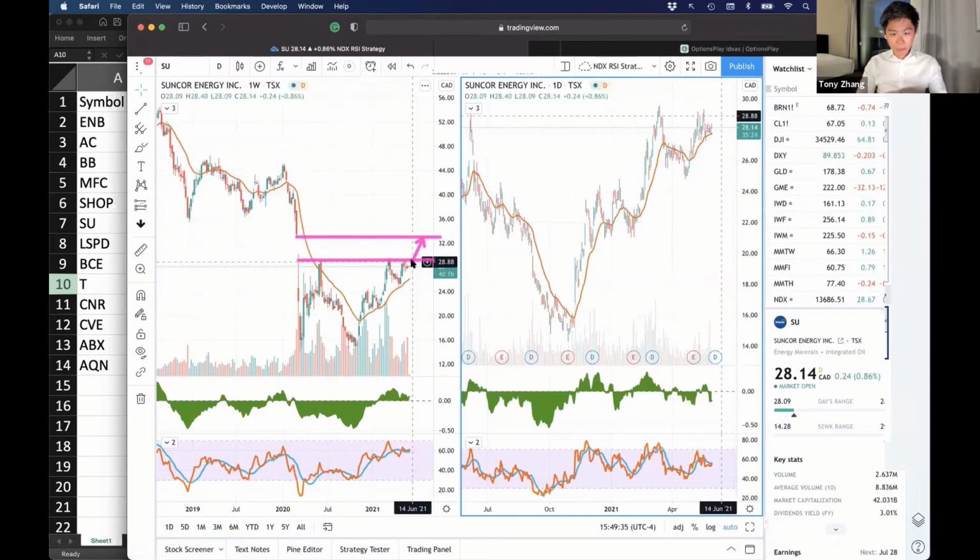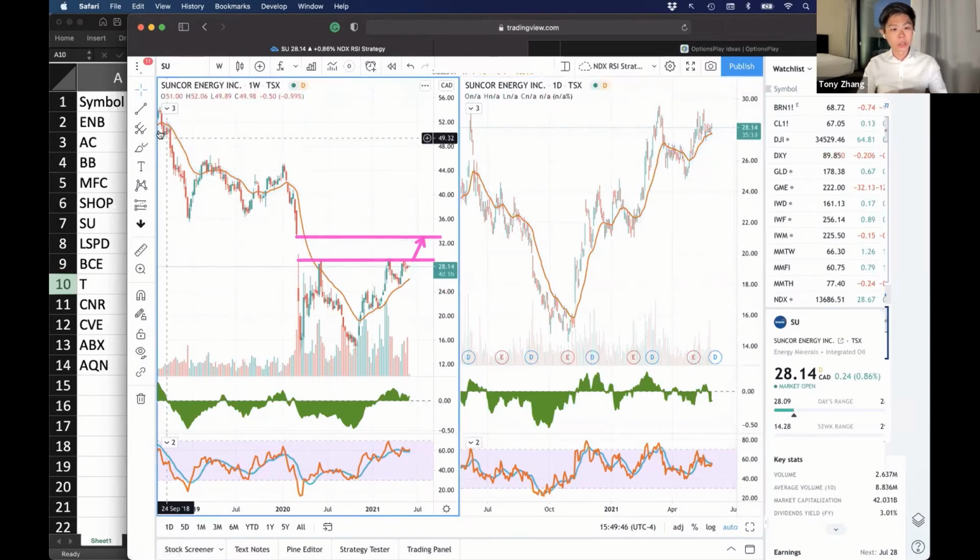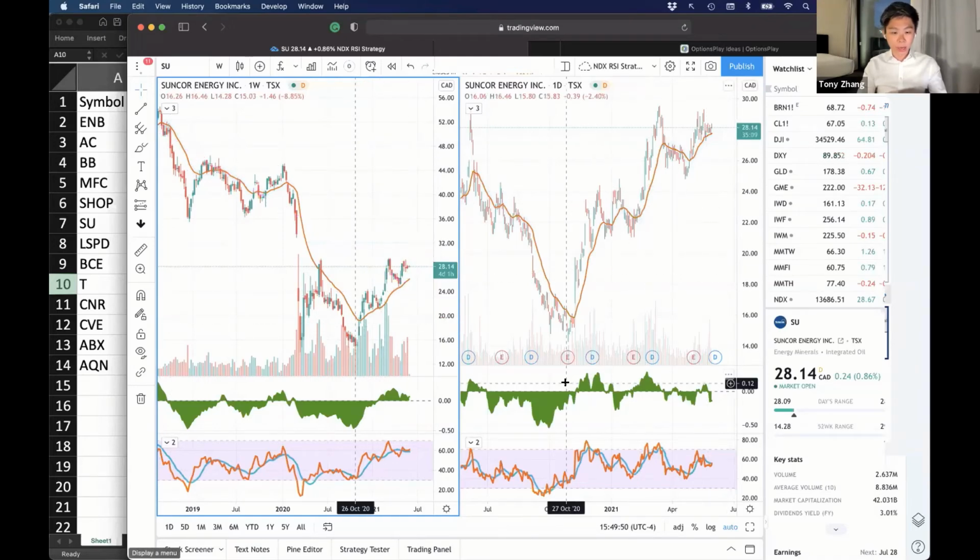So if it breaks above 29, then I certainly think we'll likely see 33 again. But even if it gets up to 33, my concern is that once it fills that gap, it will simply continue the long-term trend, which is clearly to the downside when you're looking at this specific stock.